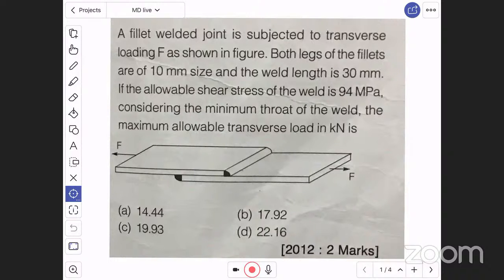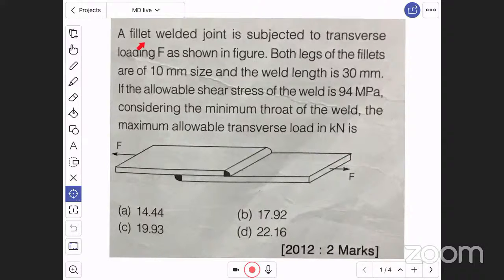Hello dear students. In this lecture we are going to see numericals on welded joint. Basically, in this lecture we are going to see numericals on fillet and butt weld, those questions which were asked in previous year GATE examination. Now see, the first question is on fillet weld.